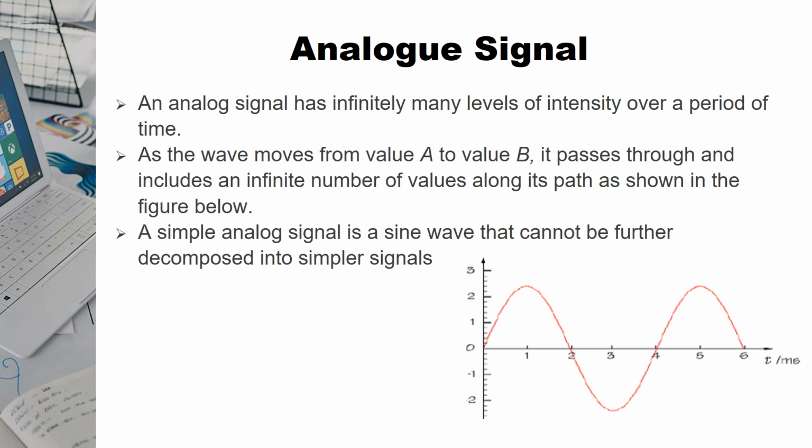So I've got a diagram here at the corner. As the wave moves from value A to value B, it passes through and includes an infinite number of values along its path, right? A simple analog signal is a sine wave that cannot be further decomposed into simpler signals.